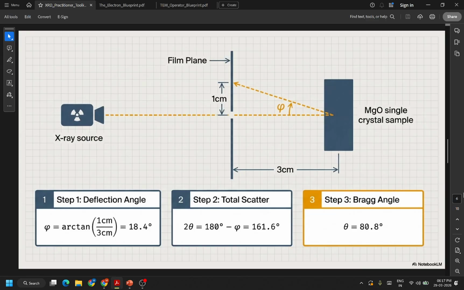So how is the Bragg angle calculated from the deflection angle? So if the deflection angle is 18.4 degrees, then the Bragg angle would be 2 theta equals 180 minus y. So the Bragg angle would be 80.8 degrees. So this is the difference between deflection angle and Bragg angle.